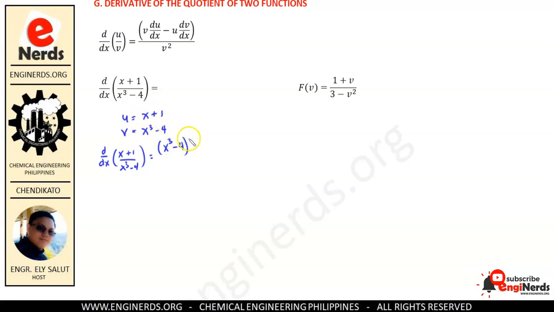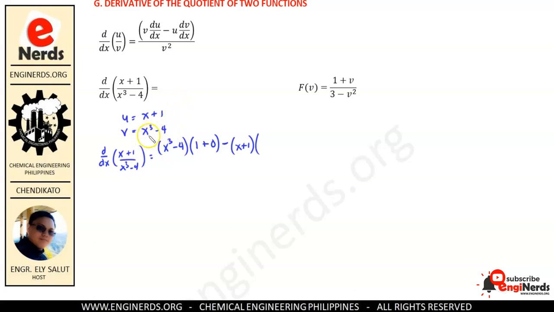Our u is x plus 1. So, what's the derivative of x plus 1? Derivative of x is equal to 1 plus the derivative of 1 is equal to 0. Then, minus, okay, as you can see here, we have minus. Kopyahin naman daw natin yung ating u. Ang u natin is x plus 1. And then, take the derivative of our v. Ang ating v is x cubed minus 4.